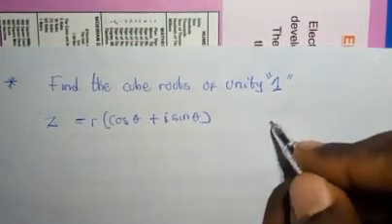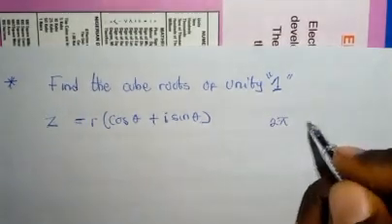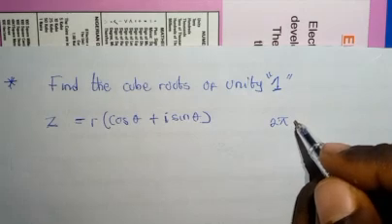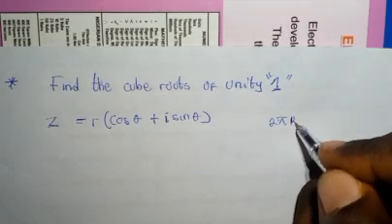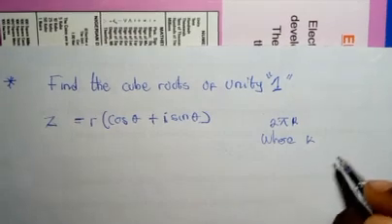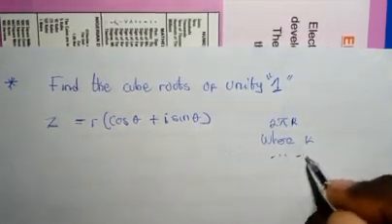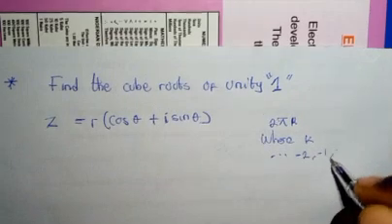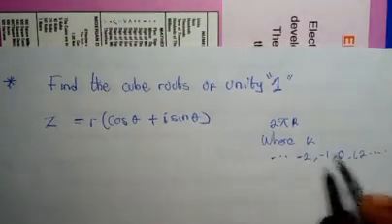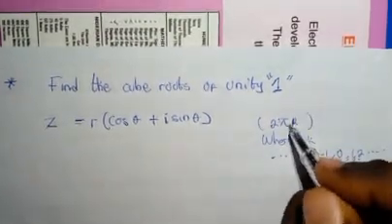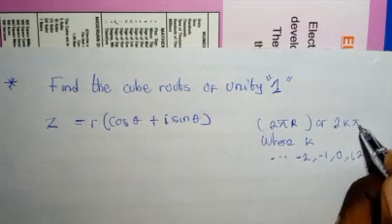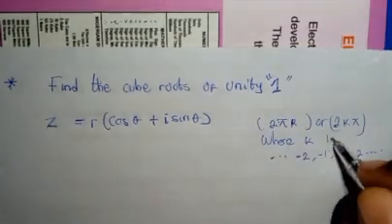And also, let's multiply this by a constant k, where k is an integer of -2, -1, 0, 1, 2, and so on. So therefore we have 2 pi k, or just write it as 2k pi, where k is an integer.